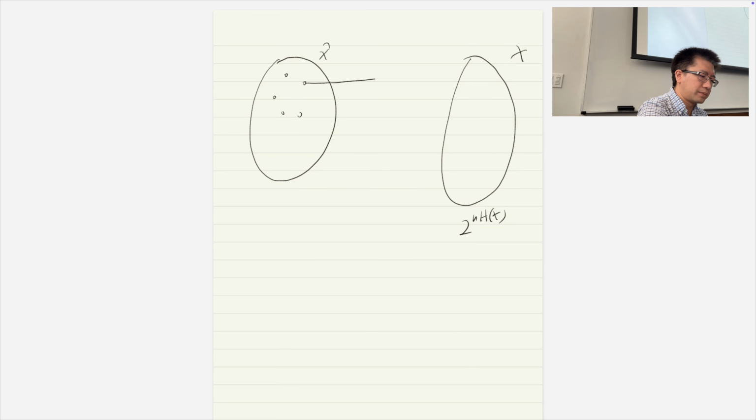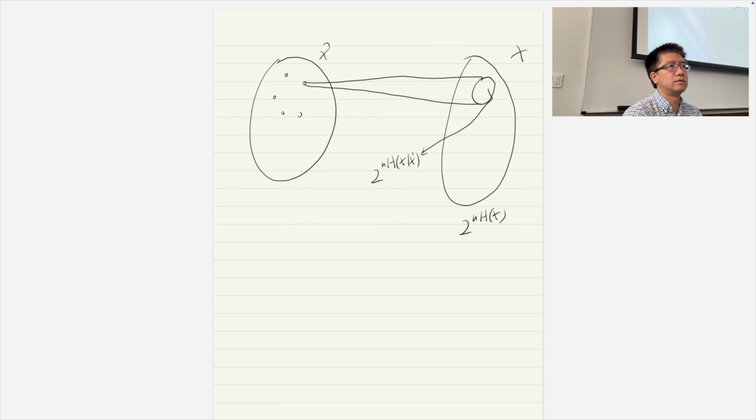Okay, so now let's say for any point in the x hat, right? So correspondingly, it will correspond to a group of set here. And the size of that guy is 2 to the n H(X given X hat). Okay, so one point will correspond to a group here, right? Because all of these will be quantized to it.